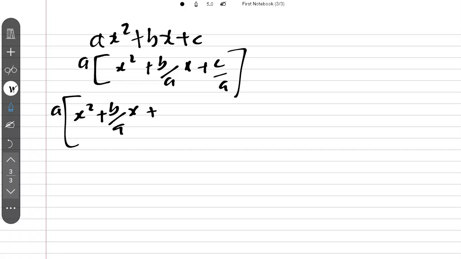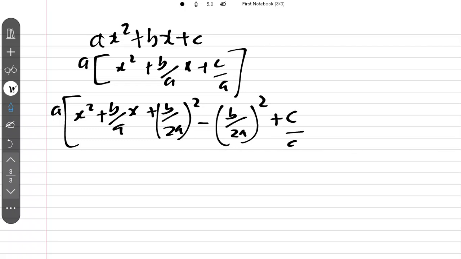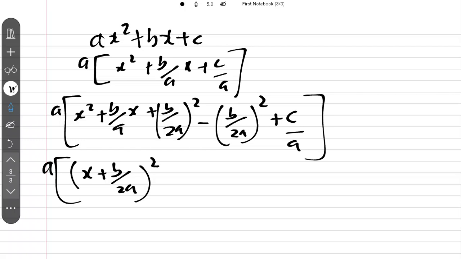In that case you have x squared plus b over a x. Half of that is b over 2a, squared. You've added it, and you subtract it as well. You bring the constant c over a there. You've done the completing the square method there. So for x squared plus b over a x plus b over 2a squared, you create another set of brackets, which is x plus b over 2a squared. Here you're going to find b squared over 4a squared, plus c over a.